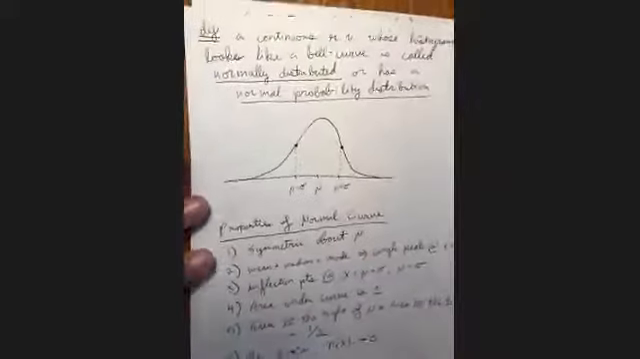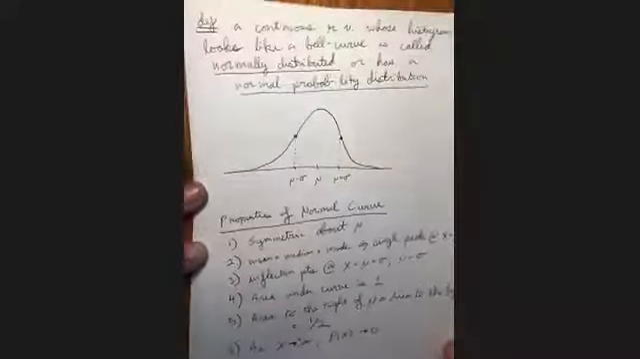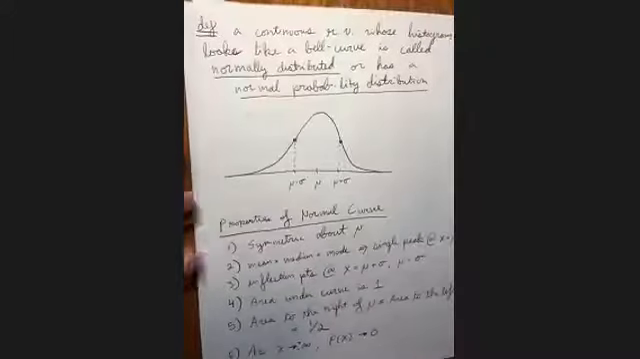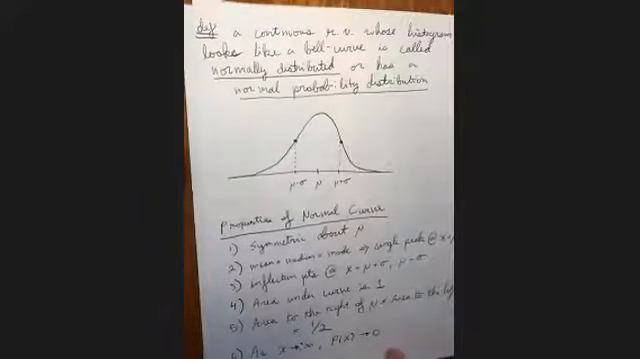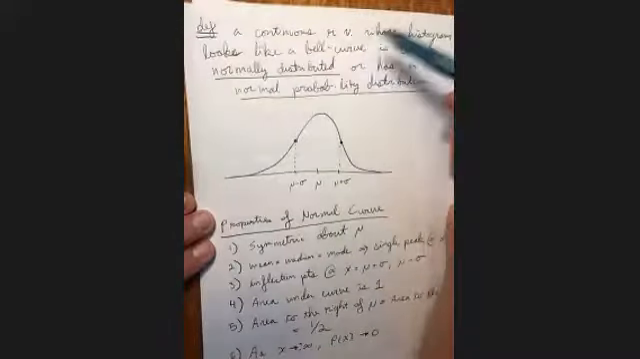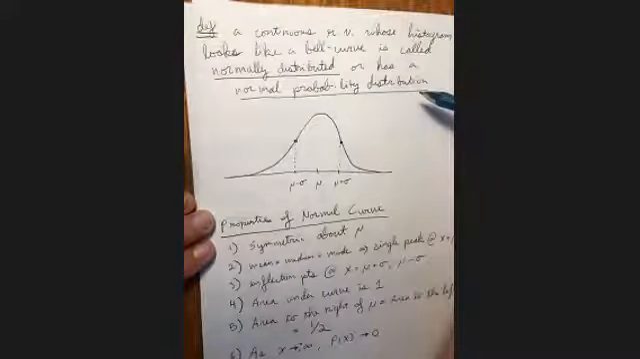So uniform distributions are great. The area calculations are very simple, but uniform distributions do not, in general, model very much of reality, because it's very seldom that all possibilities are equally likely. A far more useful distribution is what we call the normal distribution. And we've learned about this before, when we were talking about the shapes of histograms. We say a continuous random variable whose histogram looks like a bell curve is called normally distributed or has a normal probability distribution, right?